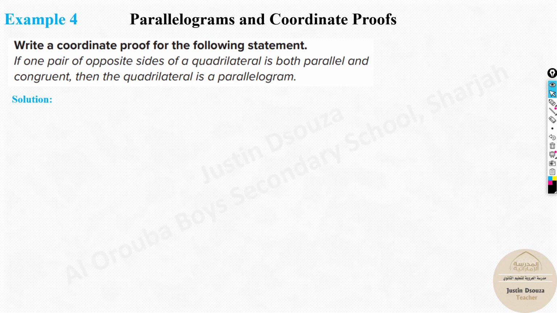I will just run through this because these sort of proofs generally don't show up in the exam. Now, over here, what they have asked is to write a coordinate proof for the following statement. If one pair of opposite sides of a quadrilateral is both parallel and congruent, then the quadrilateral is a parallelogram. This was one of the conditions.